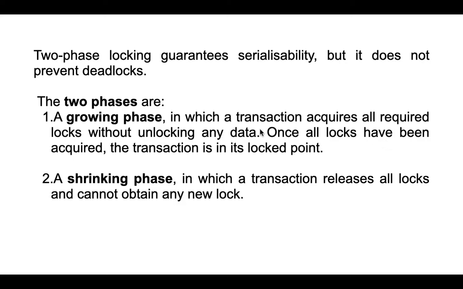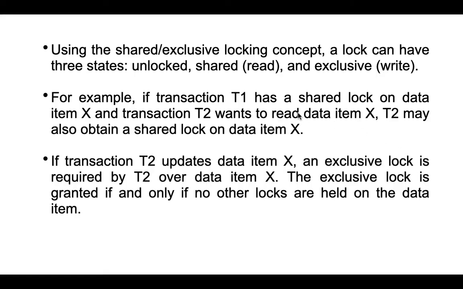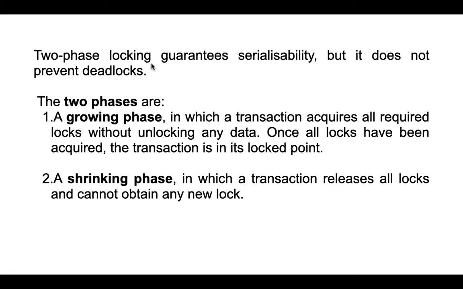Once all the locks have been acquired, the transaction is at the lock point. Then in the shrinking phase, a transaction releases all locks and cannot obtain any new lock. So the shrinking phase is for releasing the locks, and in that stage we don't acquire any new locks. Another thing to understand is two-phase locking guarantees serializability, but it doesn't prevent deadlocks.